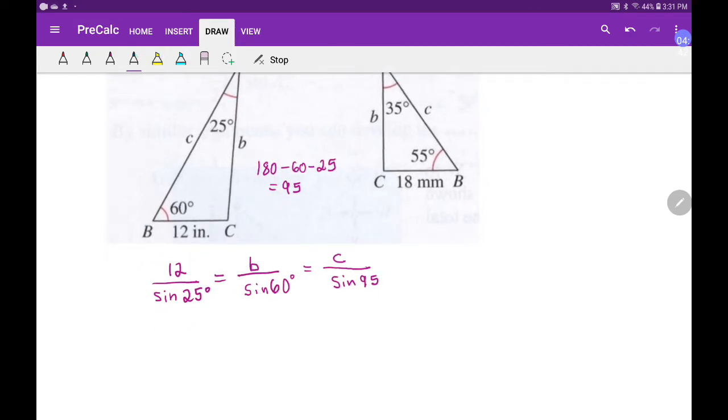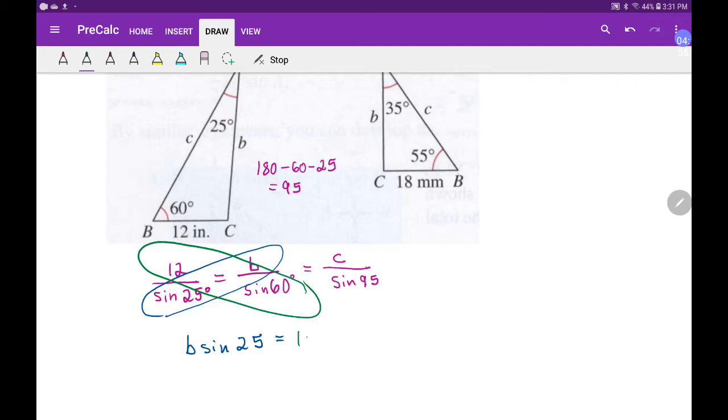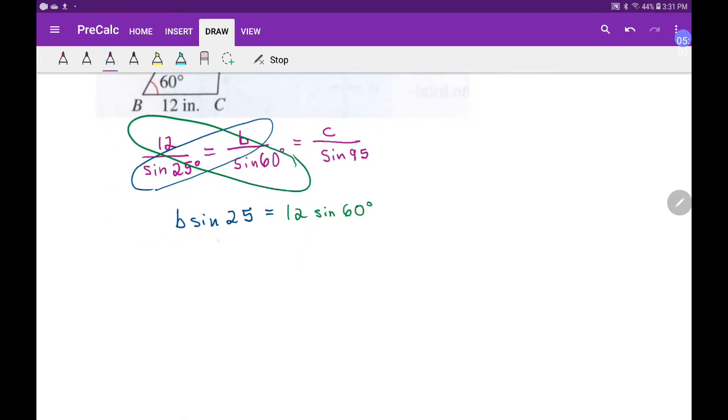Okay. So we can do this a variety of ways, but I think I will just do it like this. I will say B times the sine of 25 is equal to 12 times the sine of 60. And I know most of this. Also, I'll just go ahead and divide this side by the sine of 25 while I'm at it.